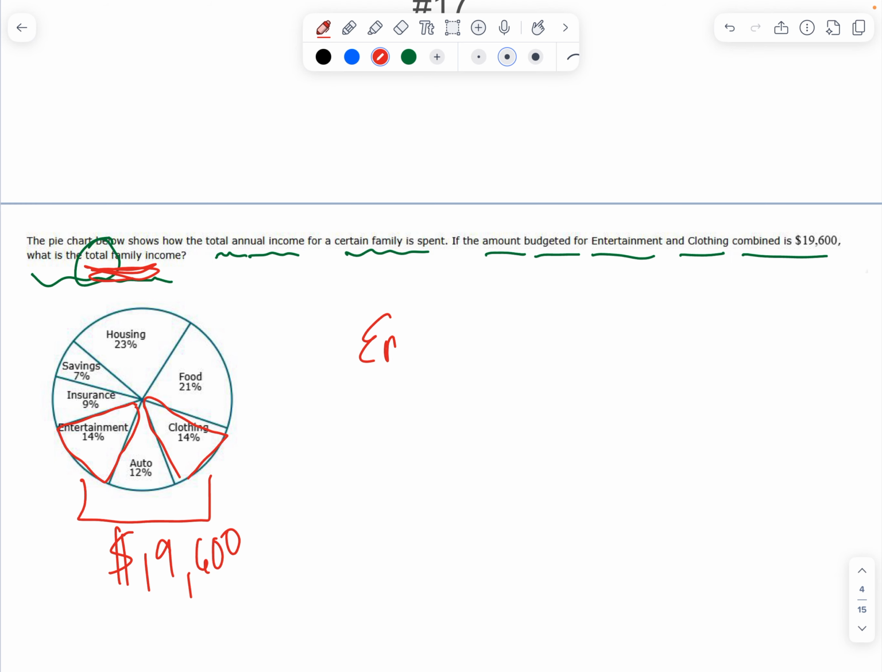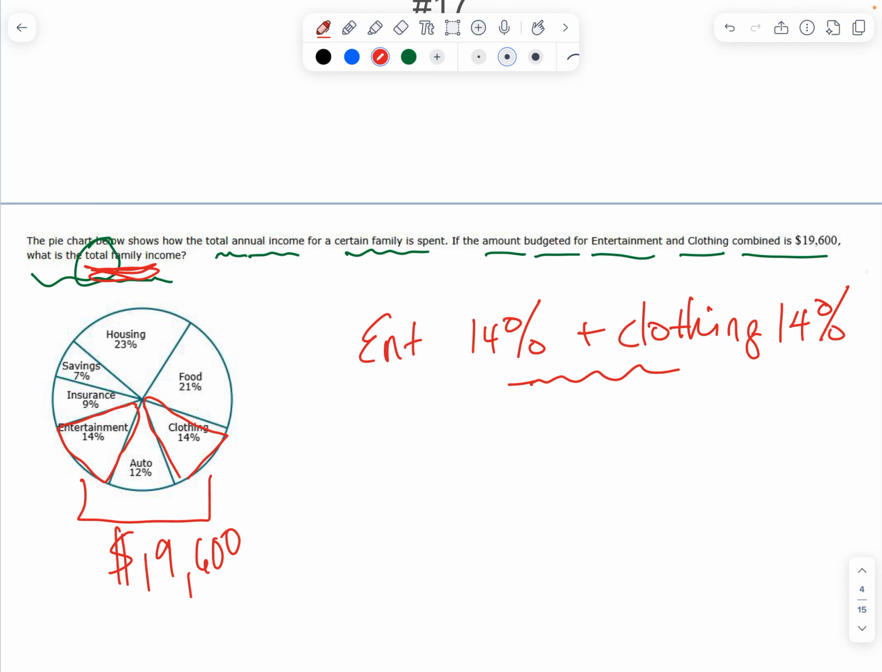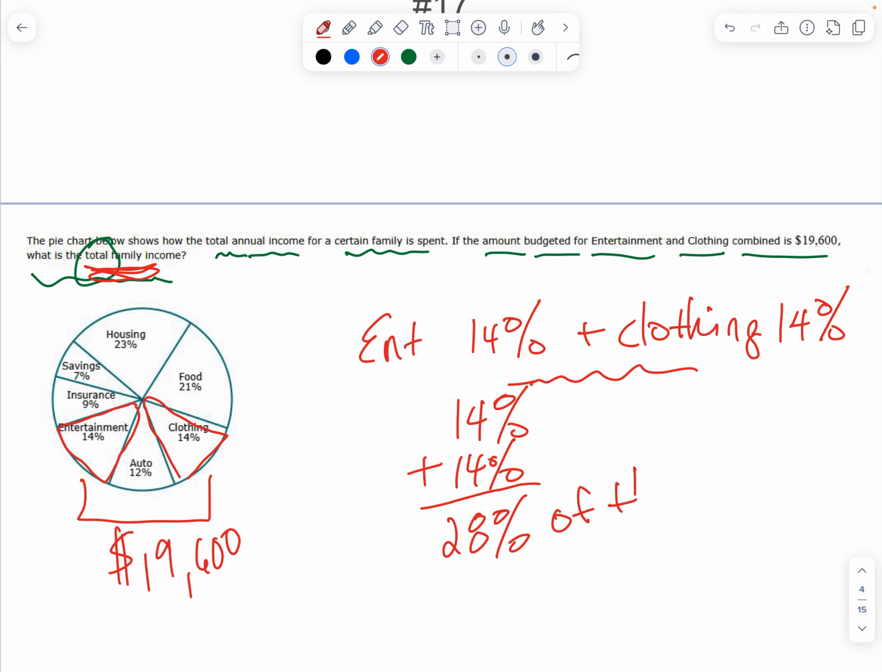So if we take the entertainment, which is 14%, and we add it to the clothing, that was another 14%. That should help us get set up for our algebraic equation that will give us the total. So we're going to take those two together. So 14% and 14% is going to be, what, 28%? Okay, so that's 28% of the total.